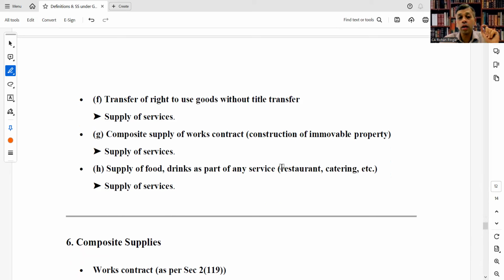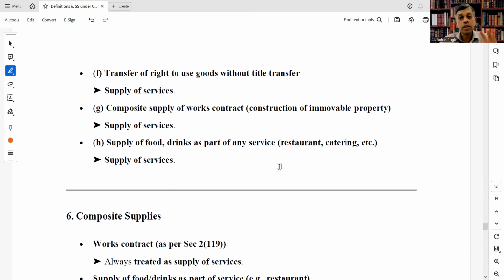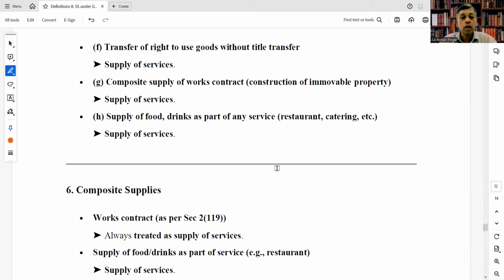We have talked about works contract service in the earlier part, for composite supply. That is a supply of services. It means labor and material involvement, that is a works contract. Supply of food and drinks as part of any service, restaurant, catering, etc., is a supply of services.